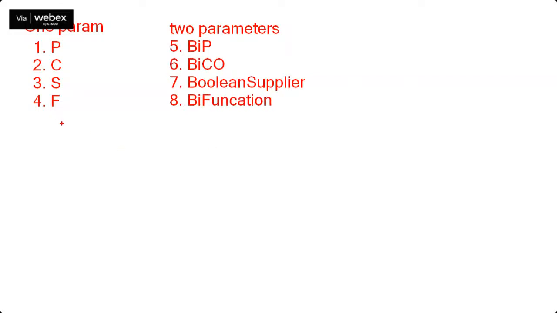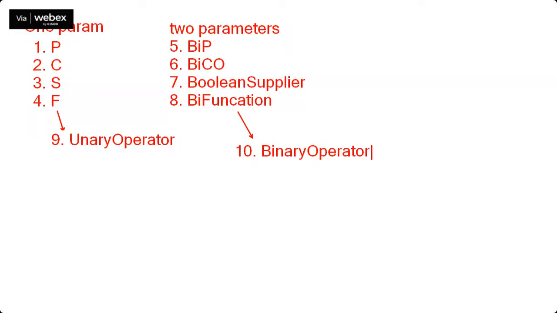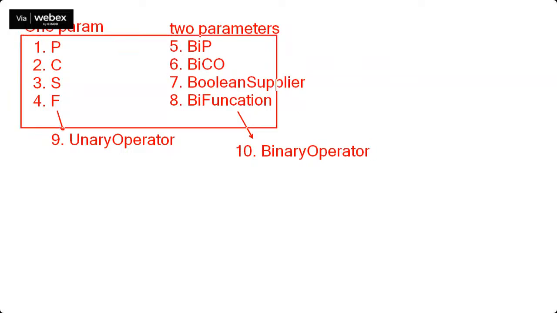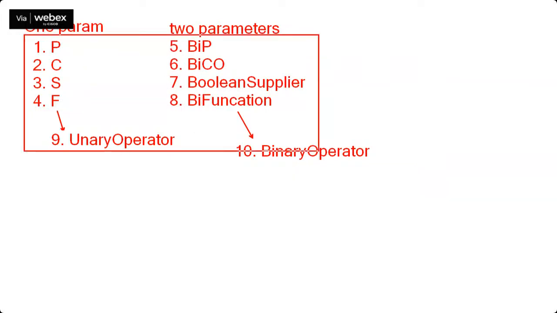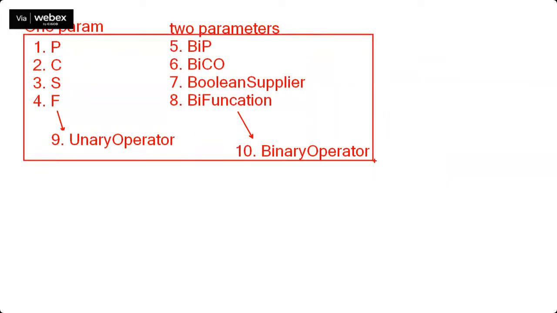Next, by deriving this function, we have mathematical terminology, unary operator. By deriving this bi-function, this is not there, sir. 10th one is what? Binary operator. Wow, super. You have learned 10 functional interfaces within minutes.